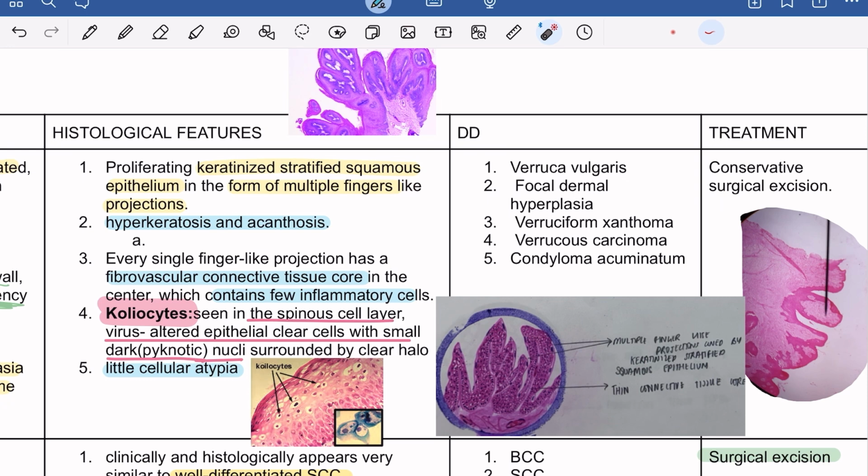The differential diagnosis is verruca vulgaris, focal dermal hyperplasia, verruciform xanthoma, and verrucous carcinoma. Treatment is conservative surgical excision.